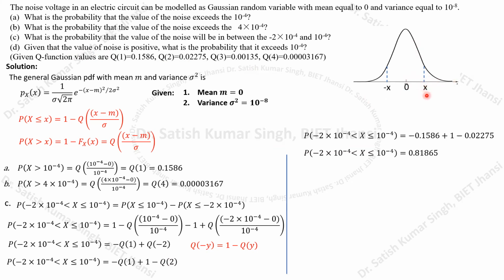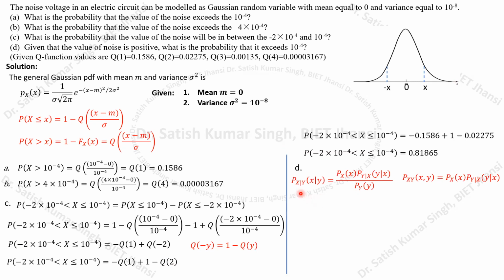So let us suppose that this is your level that denotes 10^-4 volt. And it is already given that if it is a positive voltage, then what is the probability that it will be exceeding 10^-4? So this is the conditional probability that we have to talk about. I have already discussed the conditional probability, okay? So here, this is the equation, the Bayes formula that I have discussed.